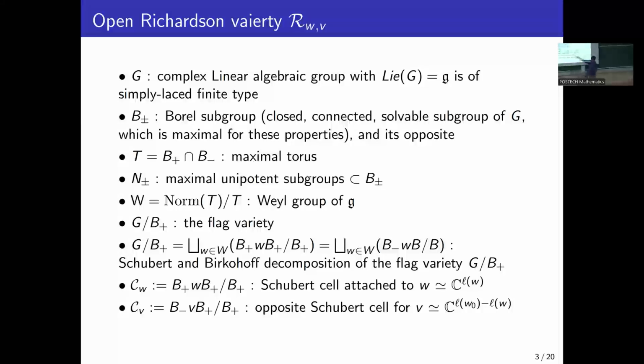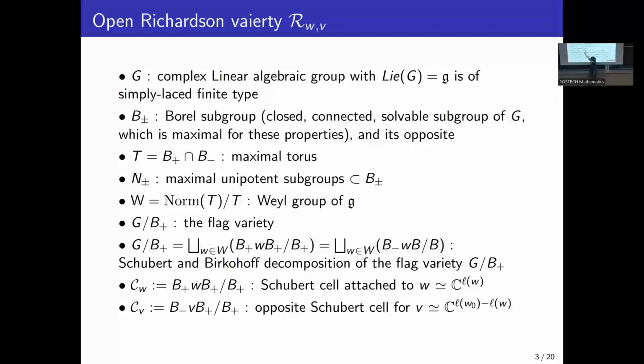I don't explain the details here, but anyway, you should consider the double coset decomposition of the group, and you consider the space of cosets. Then it gives you the Schubert decomposition of the flag variety. And if you replace the positive Borel with the negative Borel on the left hand side, then you will get the so-called Birkhoff decomposition. So this decomposition is very useful to study the flag variety.